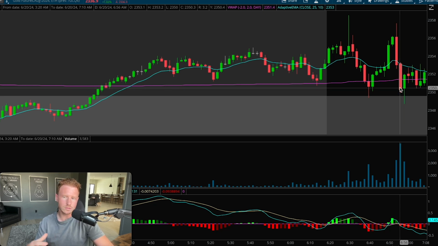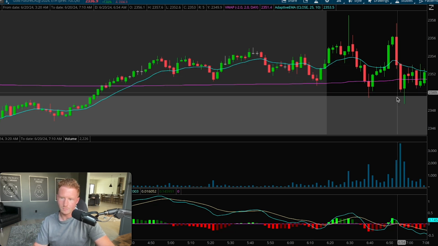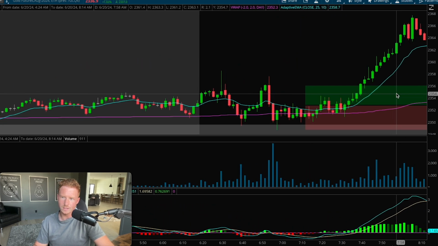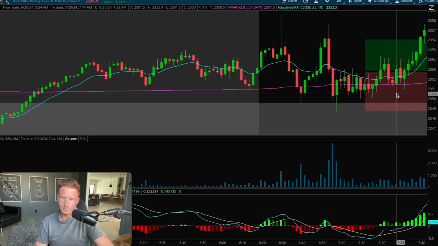And this is where it really started confusing me because it looks like this candle all came from sellers. The candle is red, it closed near the bottom, we had huge volume coming in. And then what happened next? We started running up like crazy. And this obviously would have stopped you out.